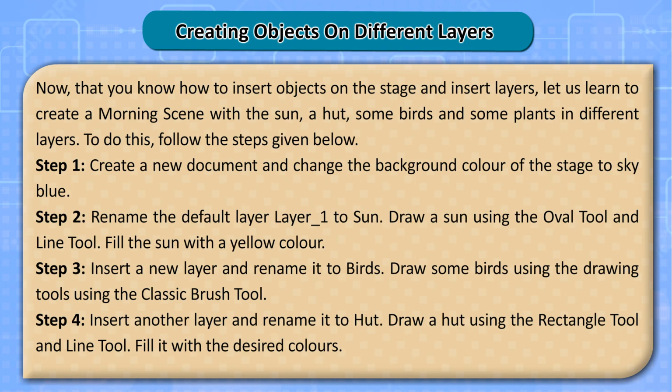Creating objects on different layers. Now that you know how to insert objects on the stage and insert layers, let us learn to create a morning scene with the sun, a hut, some birds and some plants in different layers. To do this, follow the steps given below. Step 1. Create a new document and change the background color of the stage to sky blue. Step 2. Rename the default layer_1 to sun.